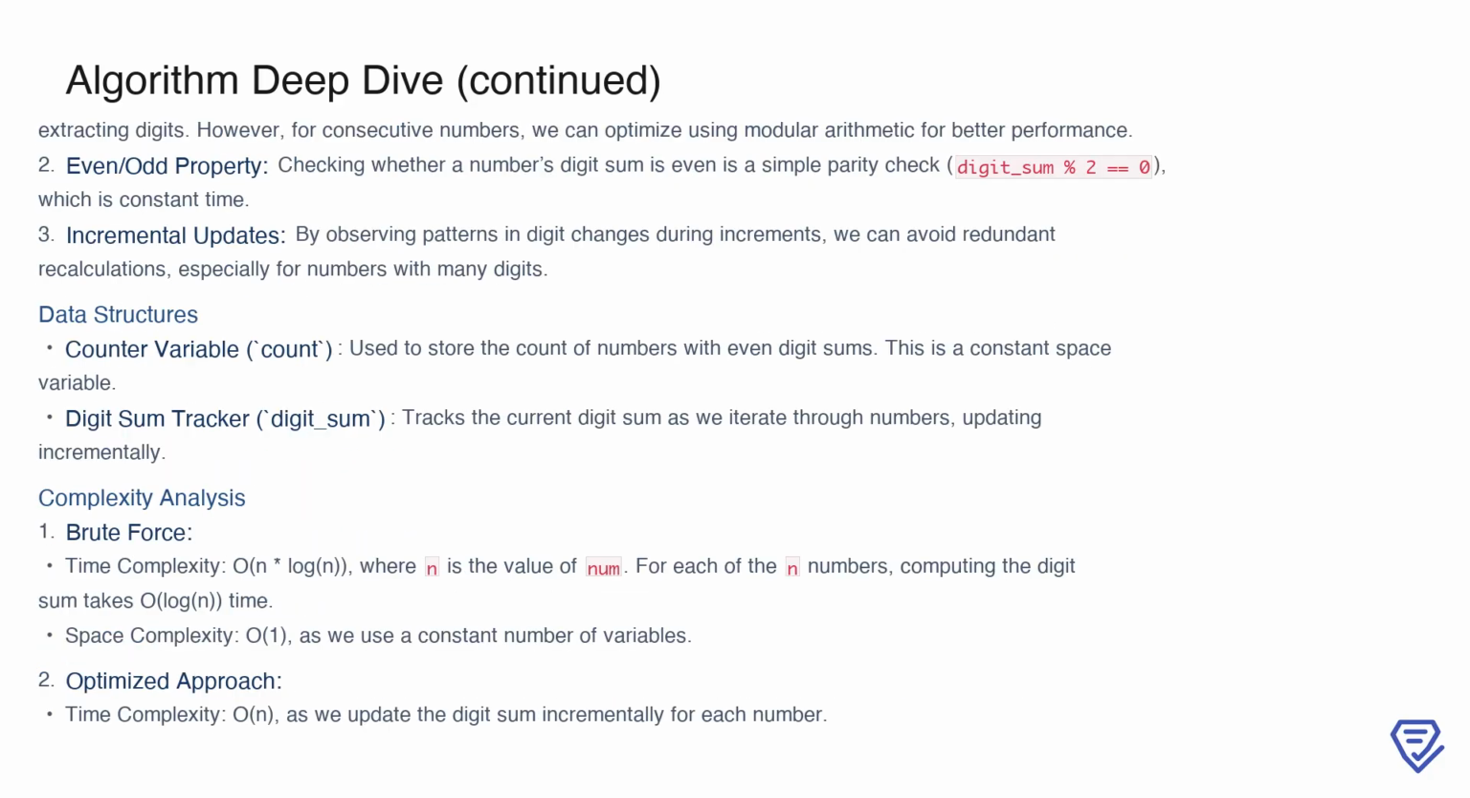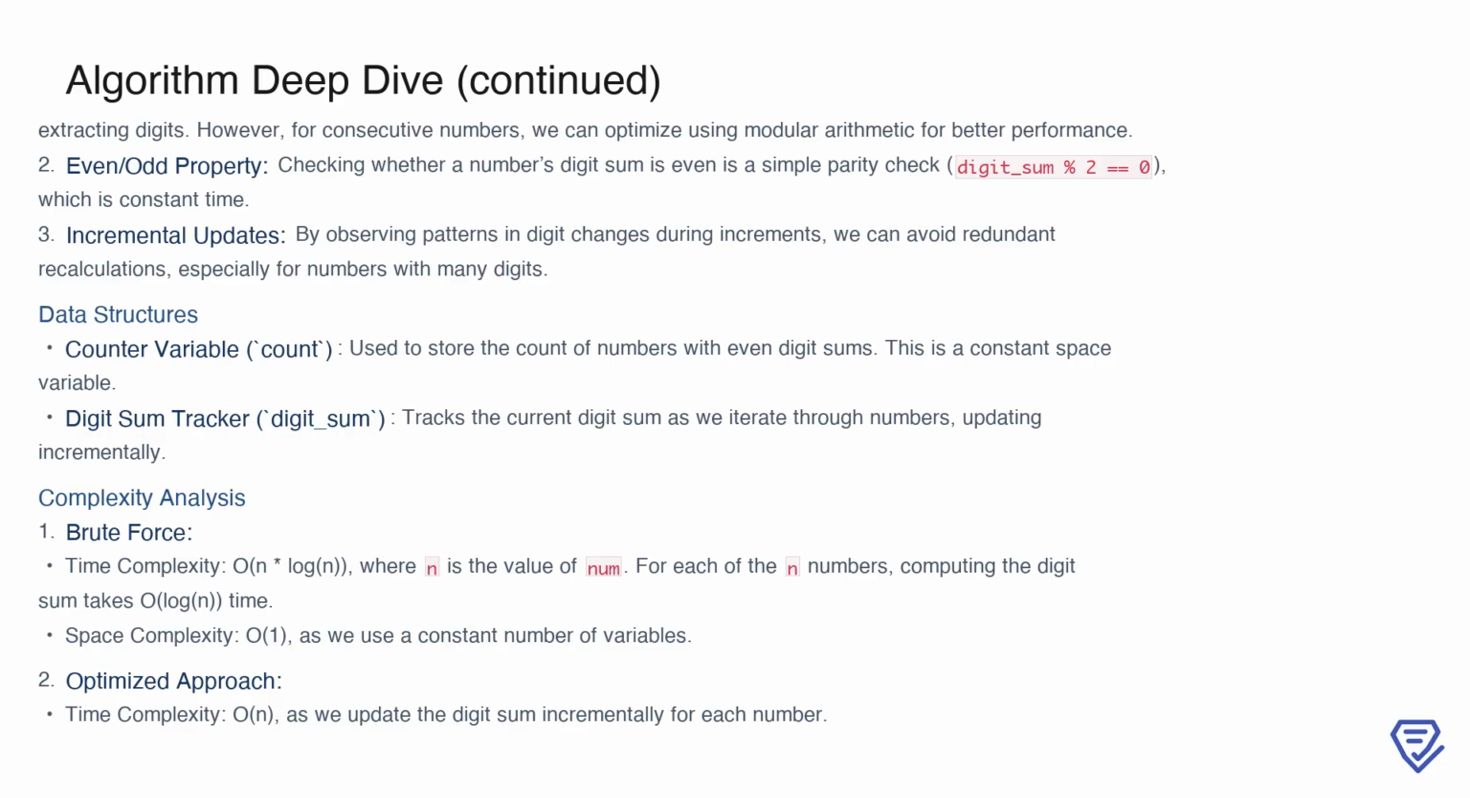To understand why this optimization works, let's delve into the mechanics of digit sum calculations. Typically, the digit sum of a number is computed by repeatedly extracting its digits, which takes O(log x) time for a number x. However, for consecutive numbers, we can leverage modular arithmetic to update the digit sum instead of recalculating it entirely. This eliminates unnecessary work, especially for numbers with many digits.